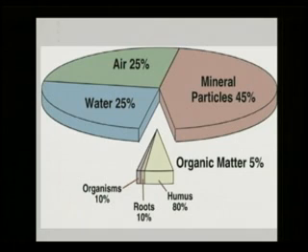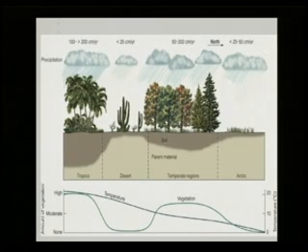Excuse me, humus is 80% of the organic material, which of course is 5%. I don't want to mislead you on that. This diagram shows a profile of the types of soil, the soil depth, as related to the precipitation, as related to the altitude as we're moving further up north versus toward tropical regions.